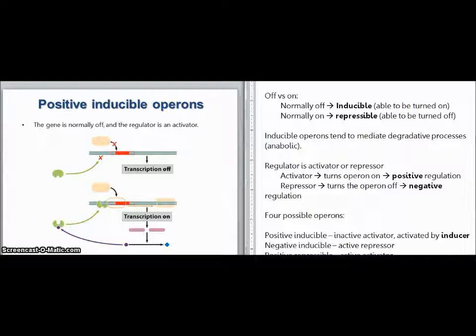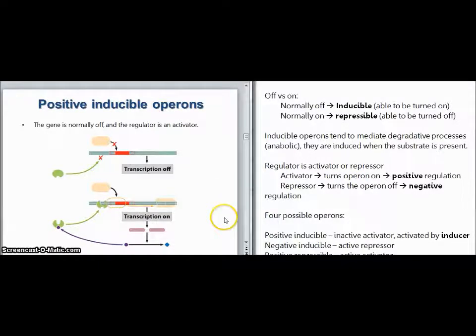And you don't necessarily want to be having the enzymes necessary for that process on all the time unless the substrate is present. So inducible operons tend to mediate degradative processes, and they are induced when the substrate is present. So here, for example, we have our substrate now that needs digesting, and we're going to use that to activate transcription of our operon. Okay, so that's positive inducible.